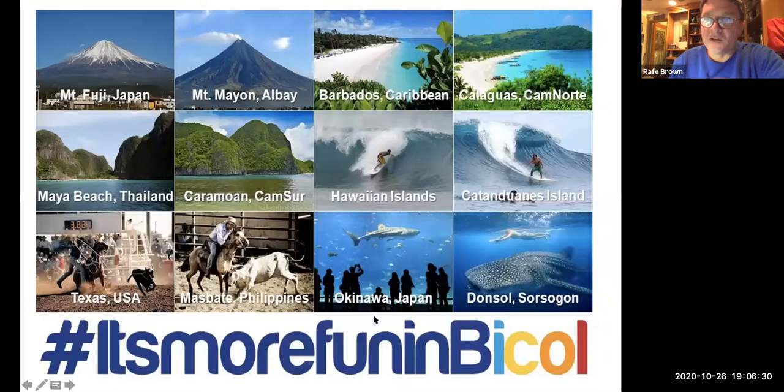And I just love this poster because, again, more fun in the Philippines. Well, it's really fun in Bicol because you could go to Hawaii and go surfing, or you could just come to Bicol, or you could go climb mountains like Mount Fuji in Japan, or you just come to Bicol, or you could go to a rodeo in Texas, but you could also just come to Bicol, right? So I just think these posters and this theme of more fun in the Philippines are absolutely true, and it's a great place to do field work.